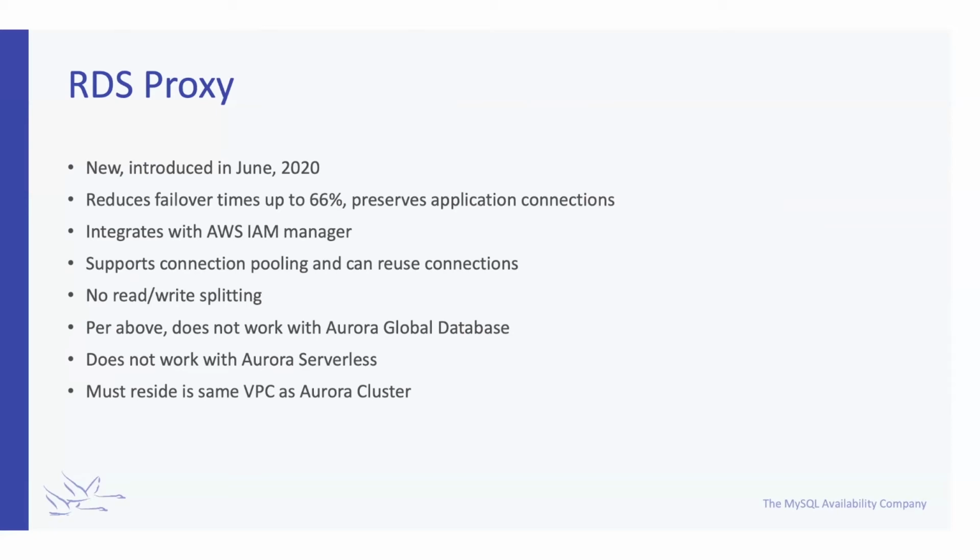So, what are the main features? Well, it can reduce failover times up to 66%. So, you know, failover could be two-thirds faster. So that's pretty good, especially since a typical failover in Aurora can take 30 seconds or more. It also preserves application connections. So that's also important, right? During a failover, we really don't want our applications to become disconnected from the database. That'll just give our users an error message and it can wreak havoc on applications. So that's a really important feature.